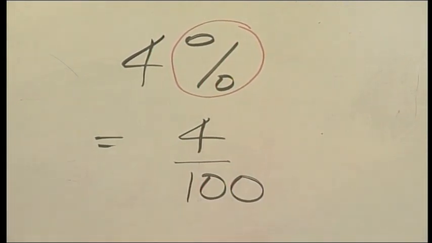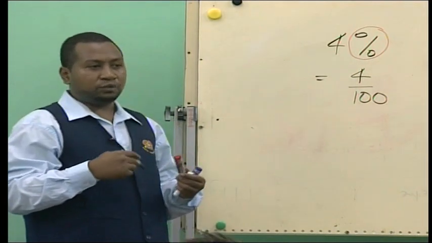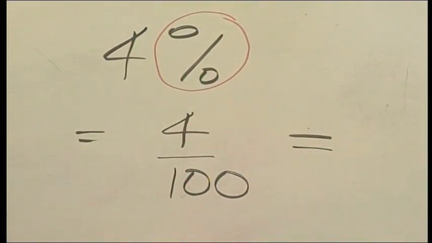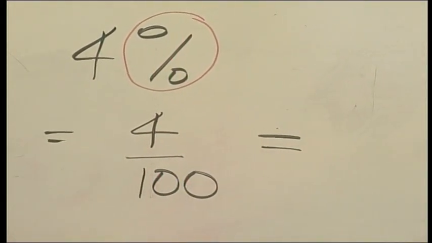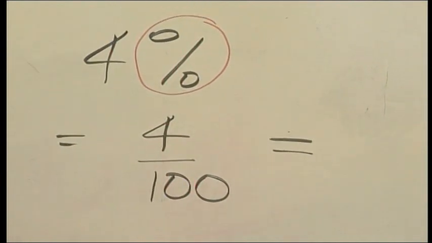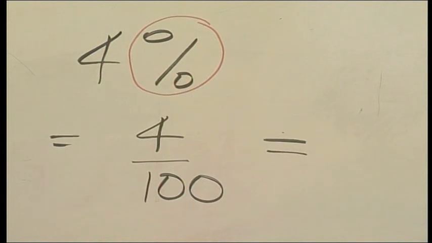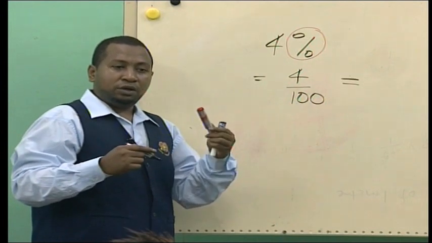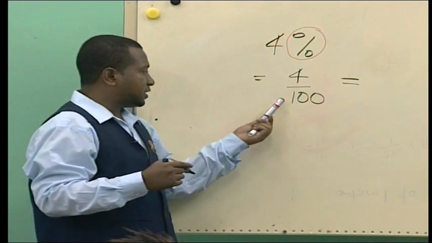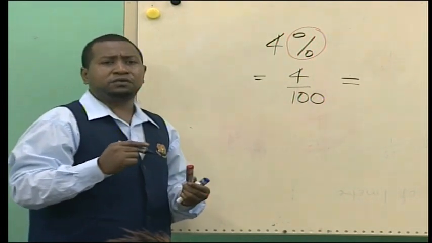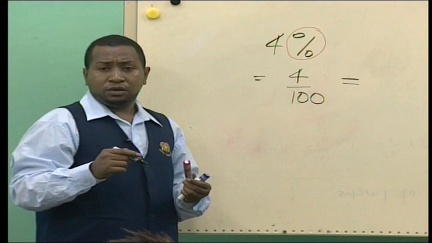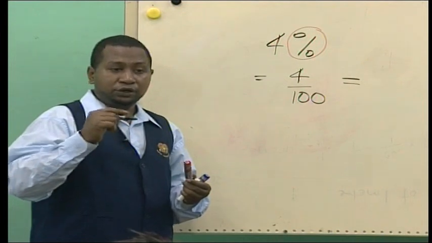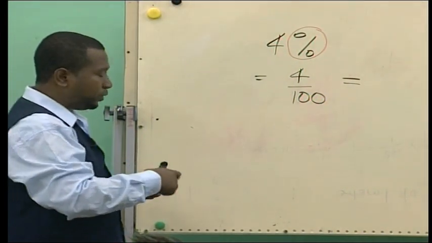Now, it is very easy to change a fraction to a decimal now. As you can see, 4 over 100, in order for us to change this fraction to a decimal, we are going to divide the denominator into the numerator. So when we are dividing with multiples of 10, for example, this 100, we are going to move to the left according to the number of zeros appearing. So in this case, we are dealing with 100.